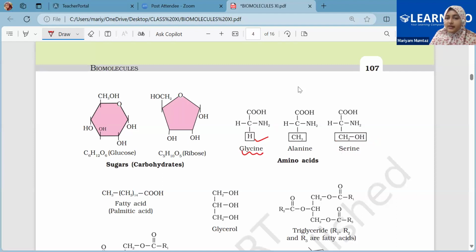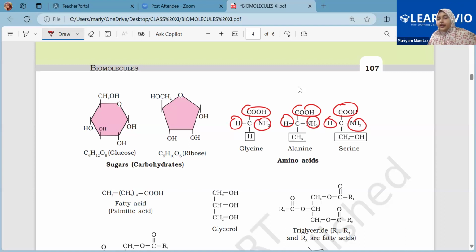See, all of them have the same composition: acid, acid, acid; then amine group, amine group, amine group; and hydrogen, hydrogen, hydrogen. So three groups are fixed. Now the difference between each amino acid is because of the R group, that is the variable group. So it can be hydroxyl methyl and become serine. If the R group is a methyl group, that is alanine, and if the R group is hydrogen, then that is glycine.